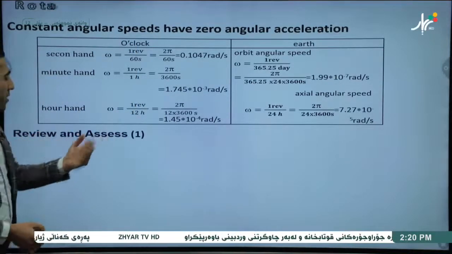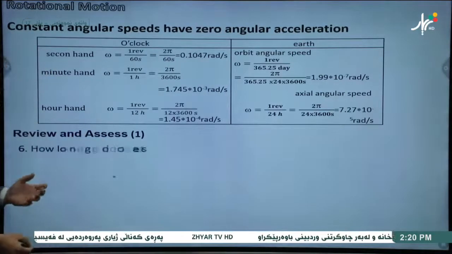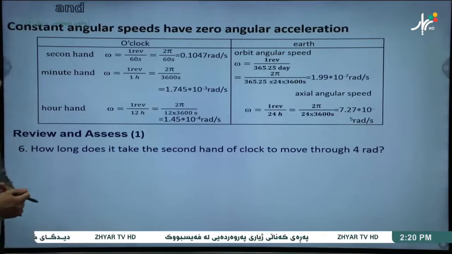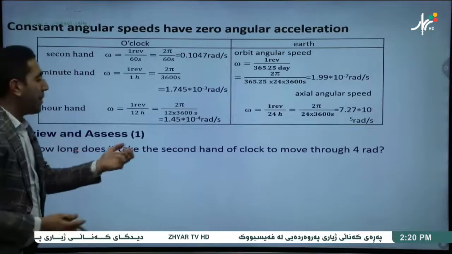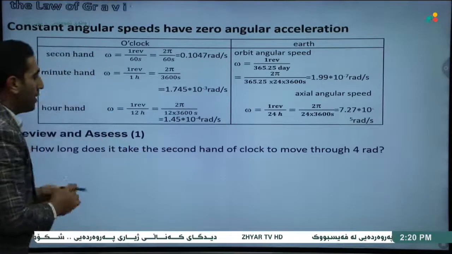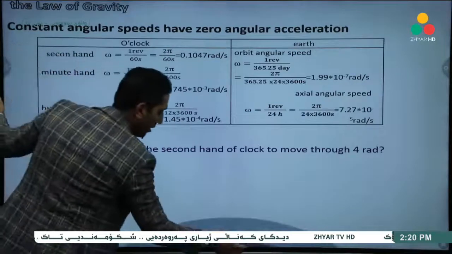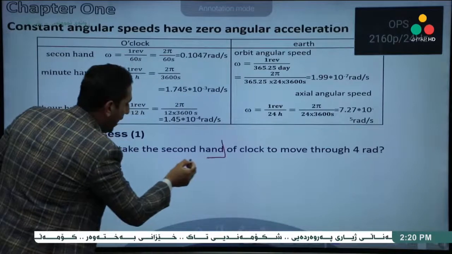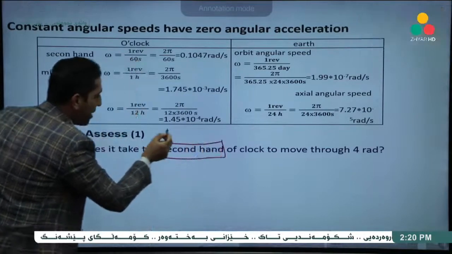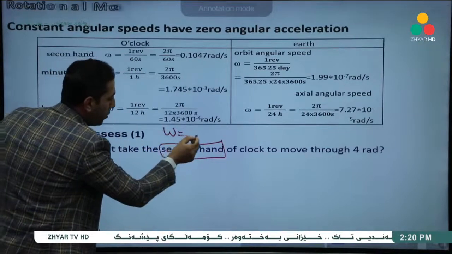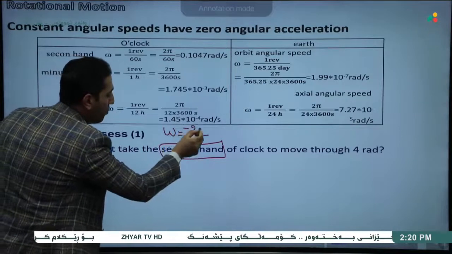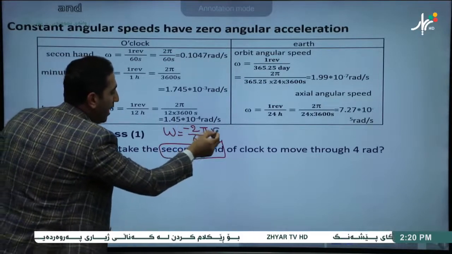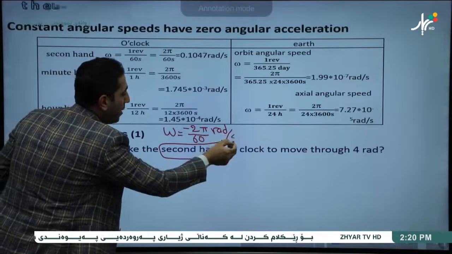Review and exercise 1, equation number 6. How long, it means find the time, does it take the second hand of a clock to move through 4 rad? You know that for the second hand, omega is equal to negative 2 pi over 60 rad per second.